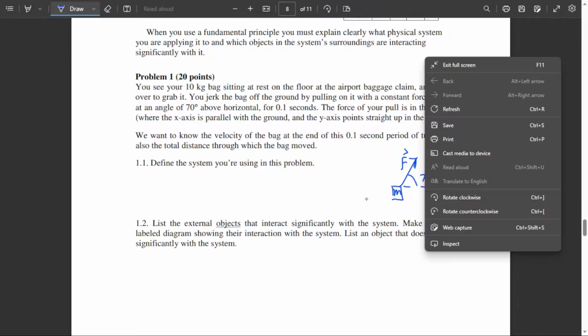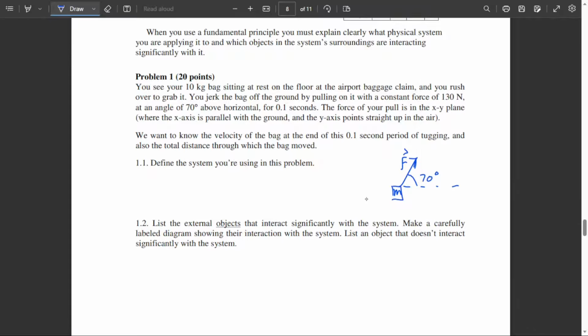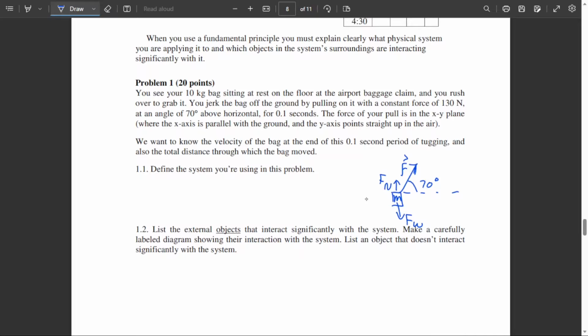And then we of course have the force of weight and the normal force. So, what system are we going to use in this problem? I think it makes sense to just have the bag itself be our system, and then the Earth is our surroundings.